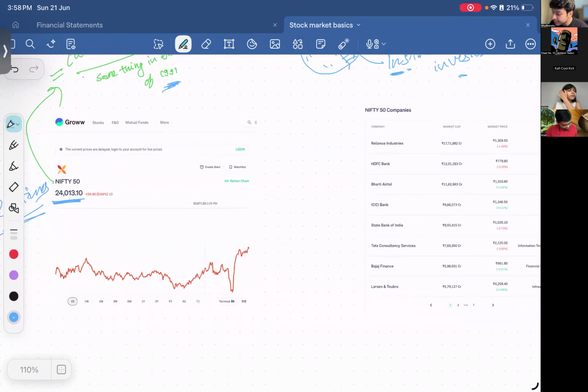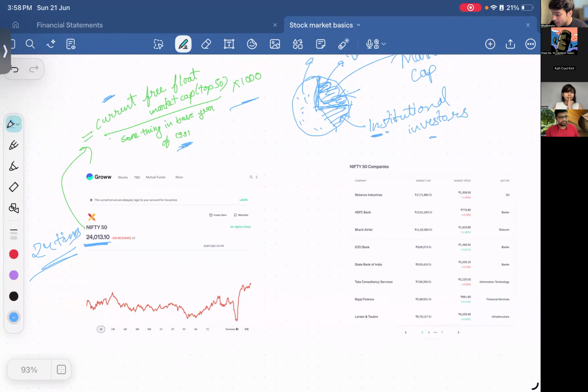Okay. So Nifty 50 is done. We now understand what this number means. We also now understand how it's calculated. We also now understand what market cap is, right? Just a quick recap. Market cap means number of shares multiplied by price of each share. It's the value of the company.